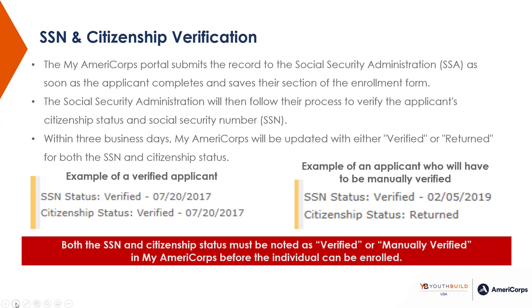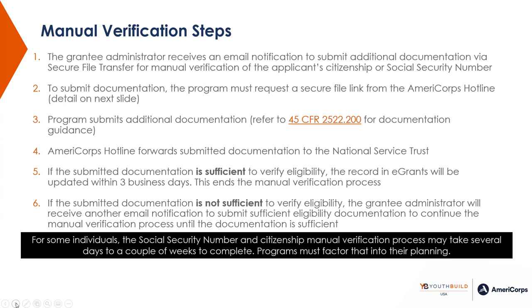Typically within 3 business days, you're going to get back either a verified or returned result. Those are the main statuses you're going to get. Here's an example at the bottom of an individual who is verified for the social security and verified for their citizenship. Here's also an example of an individual who got their social security number verified, but their citizenship status says returned. Let's talk through a little bit what happens when you get that return status and other steps you need to take.